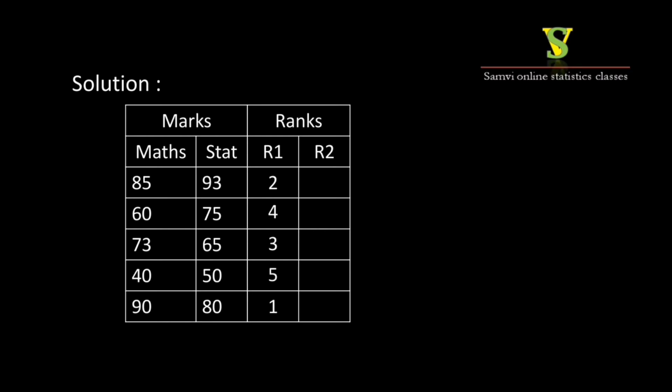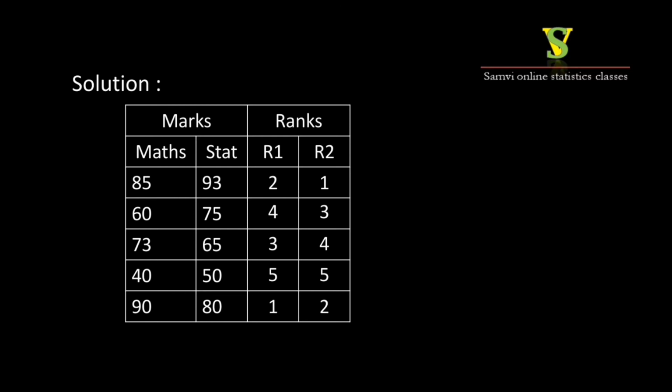Similarly, you have to allot the ranks for statistics. In statistics, highest is 93, we allotted the first rank. 80 is second rank. Then 75 is third rank. Next is 65, fourth rank. Then 50 is fifth rank. So first you have to allot the ranks.